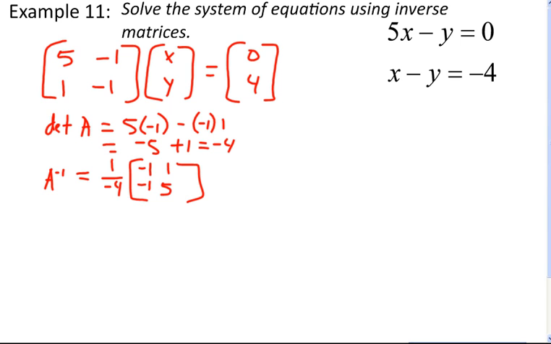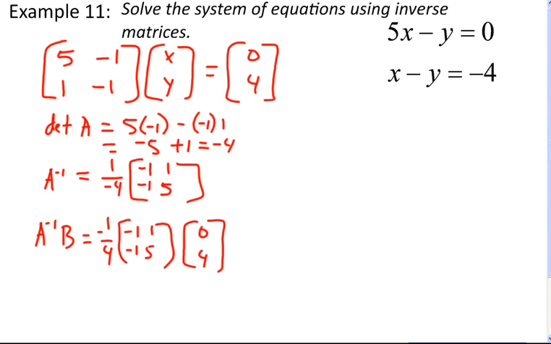Now we take the inverse and multiply it by B, or the constant matrix. So we have negative 1/4, negative 1, 1, negative 1, 5, times 0, 4. It's not a lot of work once you keep on practicing over and over. It's just like any sport or any skill you want to do.